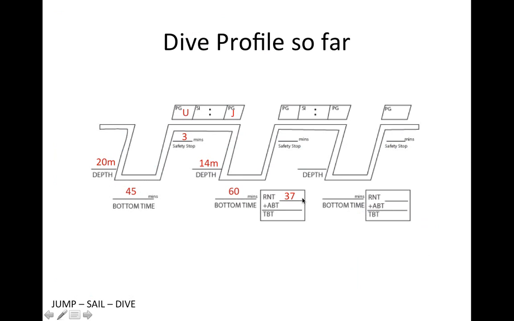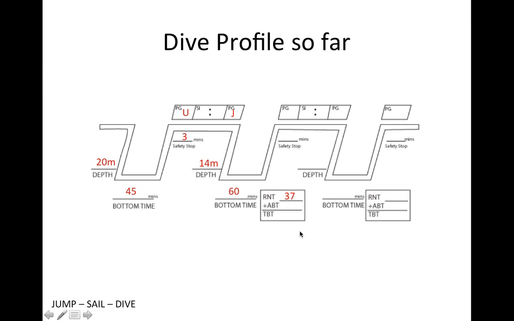So, let's fill the information into our dive profile. We've got our information from our first dive. We put our 14 meters and 60 minutes, they're still there. Our pressure group at the end of the surface interval is J. Our residual nitrogen time is 37.